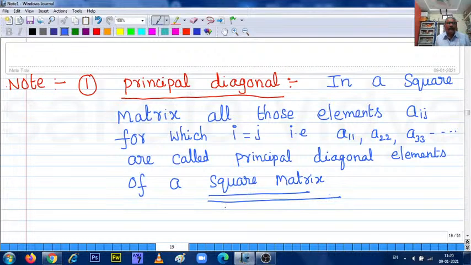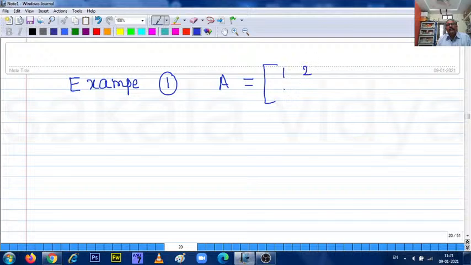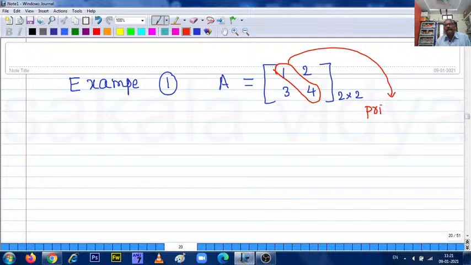I will show you, don't worry. What is the principal diagonal? Consider the example A equals 1, 2, 3, 4. See, can this be a square matrix? Yes, it is 2 by 2. So this is the principal diagonal elements. This is called principal diagonal.